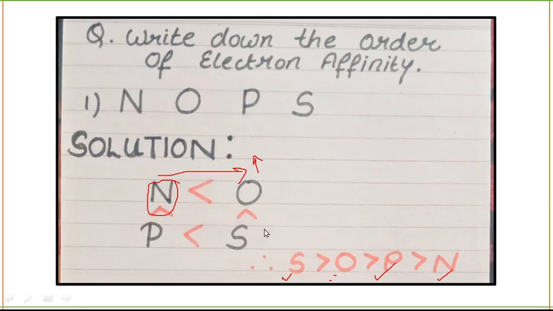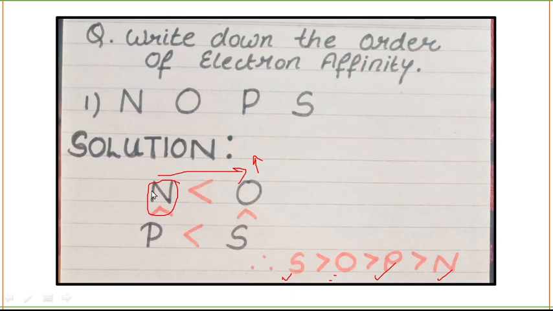Now in the next step, you have to write the electronic configuration, and on the basis of electronic configuration you have to put the symbol between two elements. For example, when you move along the period from nitrogen to oxygen, the value of Z effective will increase. That's why electron affinity for oxygen also increases. That's why we have put this greater sign in front of oxygen. The same applies between phosphorus and sulfur. Sulfur has the higher electron affinity.